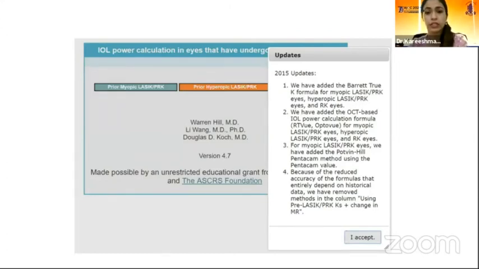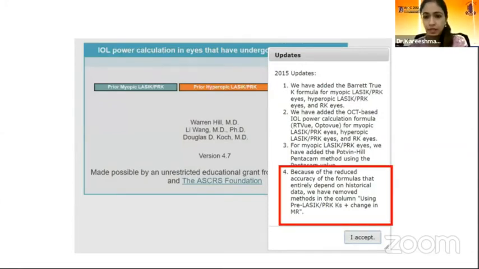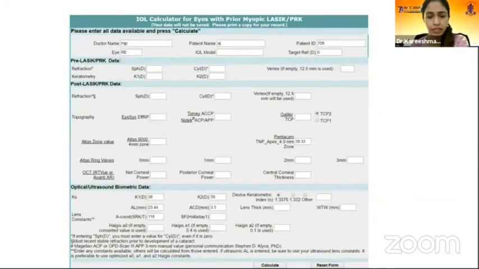So this is the calculator that I have used and what I have got most accurate results with. Once you click on it, it shows you the option of prior myopic LASIK or PRK, prior hyperopic LASIK or PRK, and also prior RK. It also tells you with each update what it has changed in the formula, what formula it is no longer using, and so on. So this is what the entire screen would look like for a patient of prior myopic LASIK or PRK.